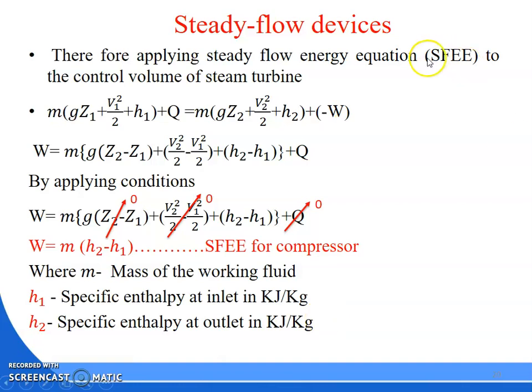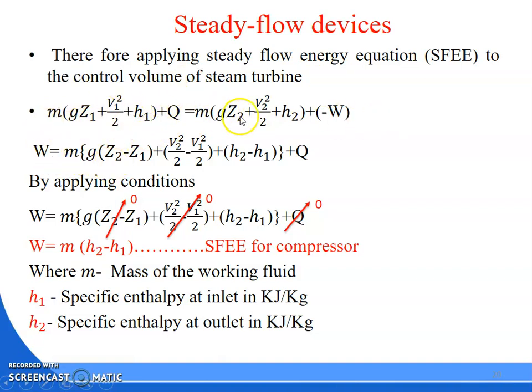Then by applying the steady flow energy equation on the control volume of the compressor: m into (gZ1 plus V1 square by 2 plus H1) plus Q is equal to m into (gZ2 plus V2 square by 2 plus H2) plus or minus W. Why minus W? Because the compressor is a work consuming device. So work done on the system will be taken as negative. As we have to find out the work, if this is negative, we take it to the left hand side and it will be positive. So all the left hand side energy will be taken to the right hand side, and they will be negative.